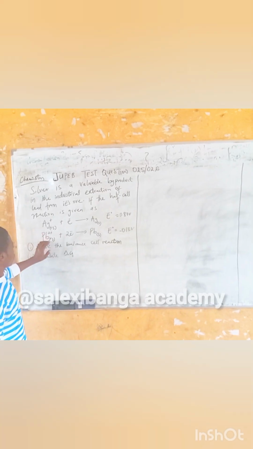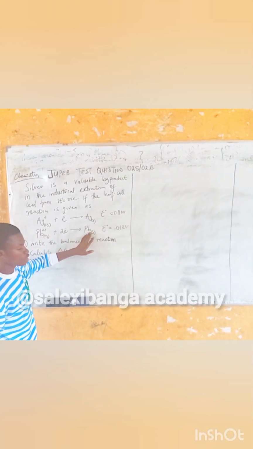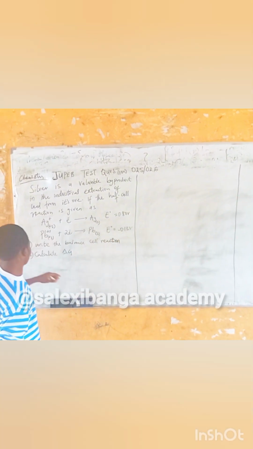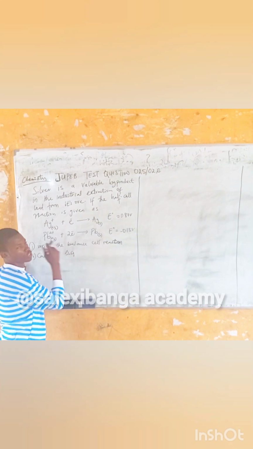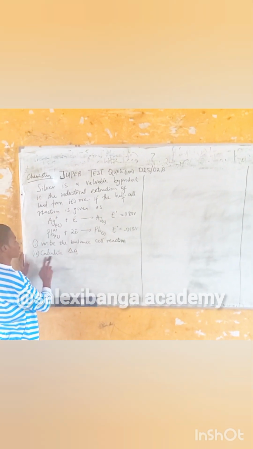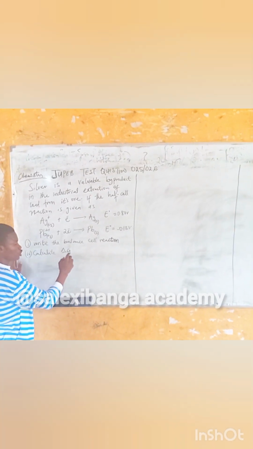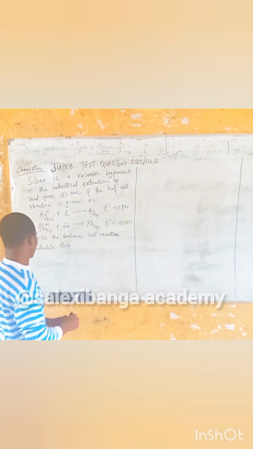The same thing is applicable to lead. This is lead in the ion state plus 2 electrons. They give us lead in the solid state. And then here is the potential for lead. And then the question says, write the balanced cell reaction. Then the second part says, calculate the change in G. And when we are talking about change in G, we refer to the free Gibbs energy.